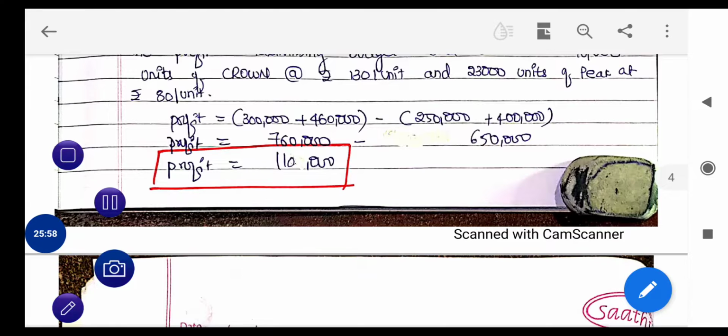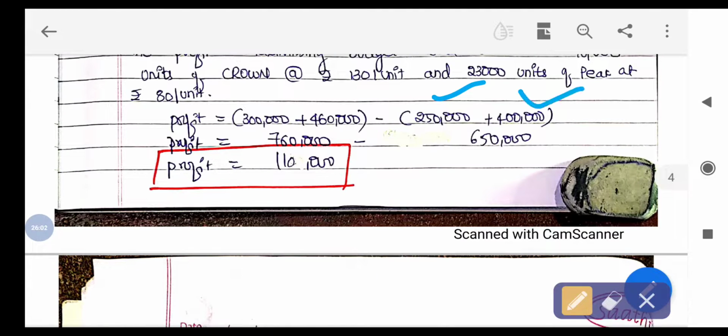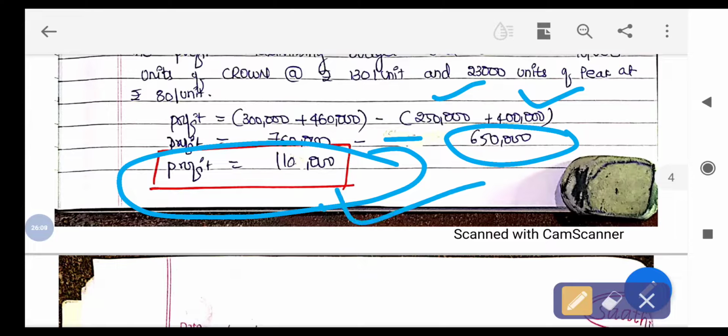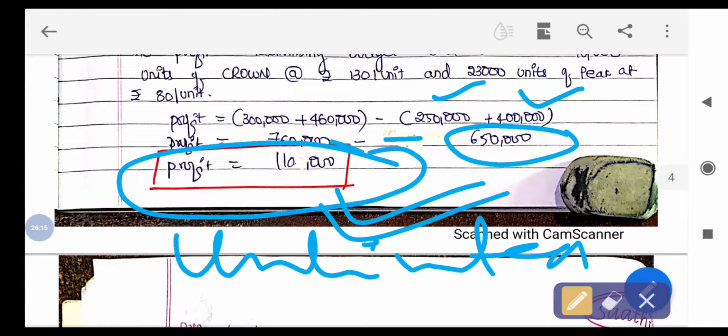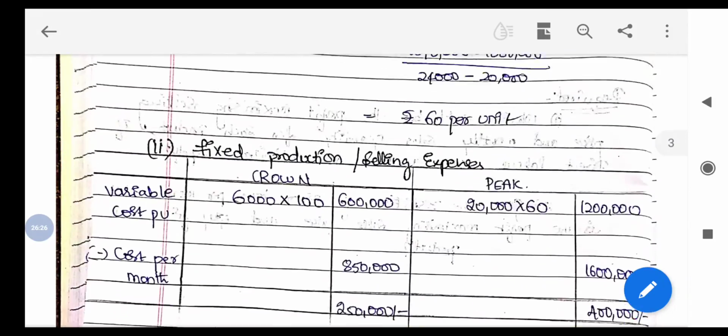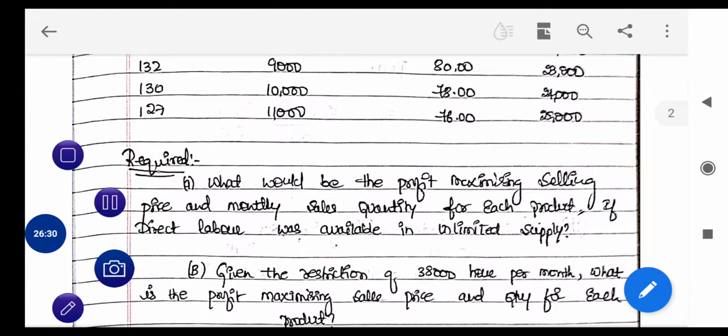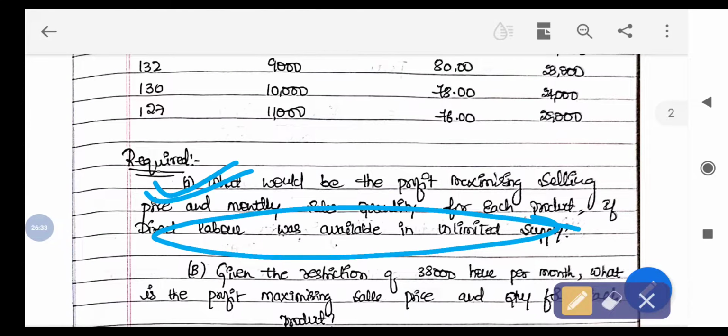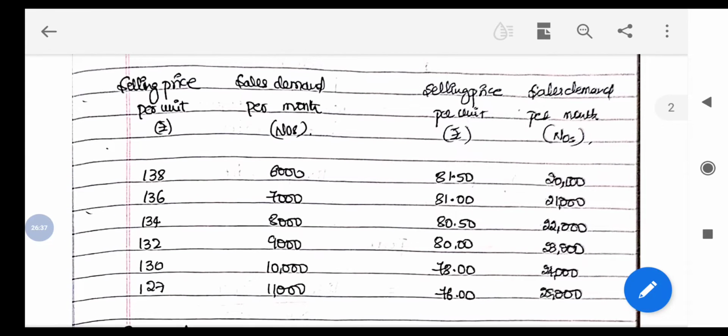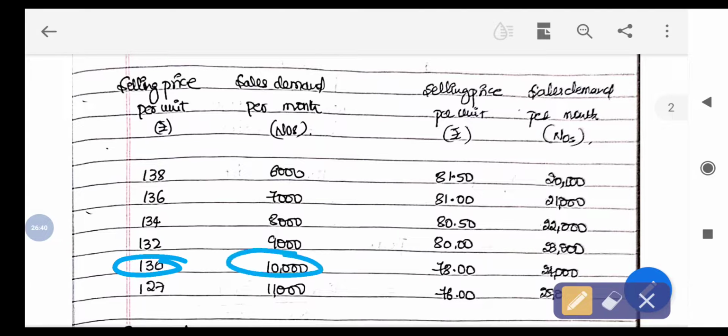So total here, 2,50,000 plus 4 lakh will be 6,50,000. So 7,60,000 minus 6,50,000 and the profit will be 1,10,000 per month. So if they are giving unlimited supply of labor force, the profit will be 1,10,000 with the product mix of both Crown and peak. So this is the first question we have solved. In the first case, we are giving in Crown 130 at 10,000 and in peak we are giving 80 at 23,000. So according to the first situation the answer is this one.